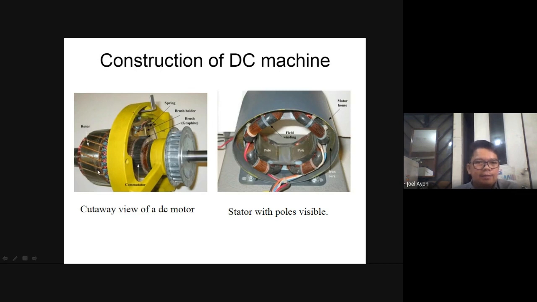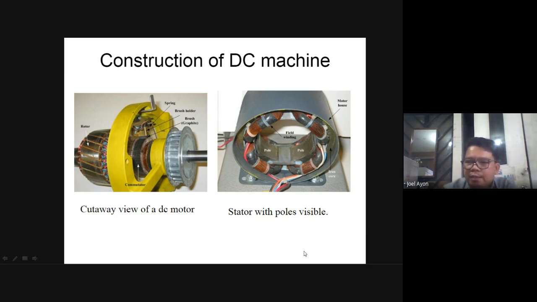Okay? So this one is one of the examples of the construction of a DC machine, because there are so many types, forms, and shapes of DC motors. So this one is just one example of a DC motor.